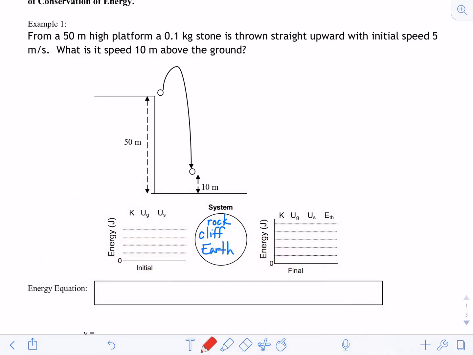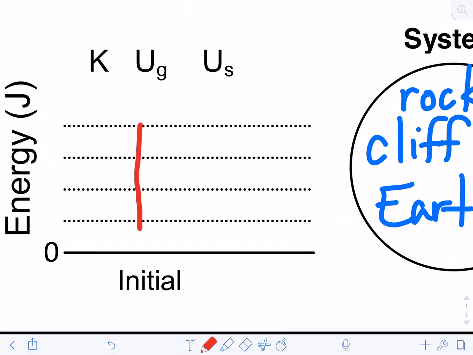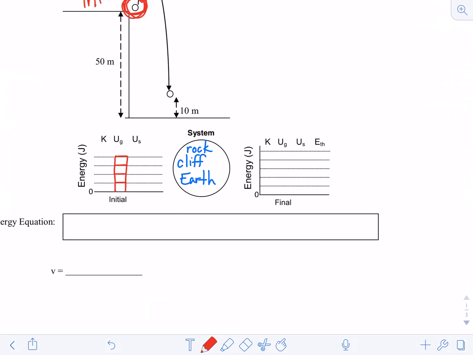So let's start and think about what's going on right at the very beginning of our interest. It is right there. When this thing is 50 meters above the ground, we would say that this is our initial position. Since we're 50 meters above the ground, we know we're going to have a whole lot of gravitational energy. So, just throw in a ton. You don't have to be exact with this. There are no numbers involved in these LOLs. Just do it by feel.